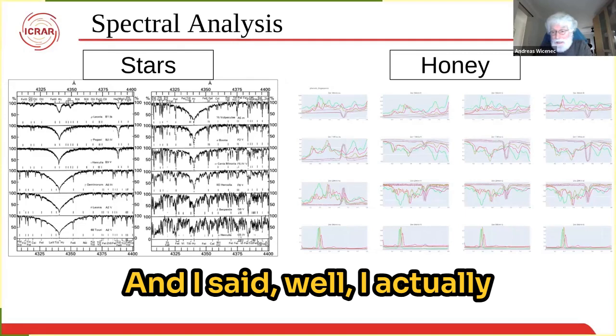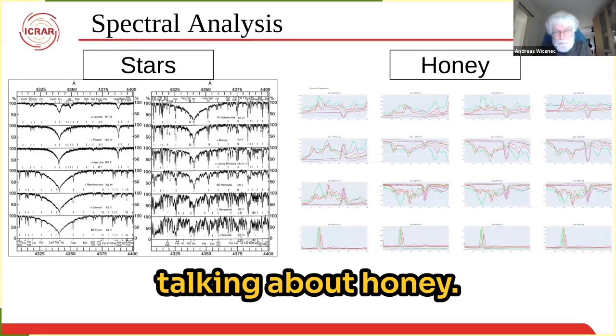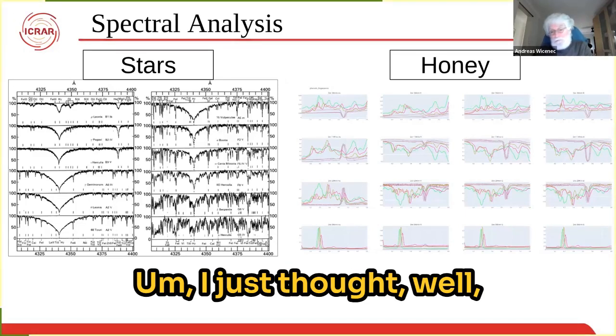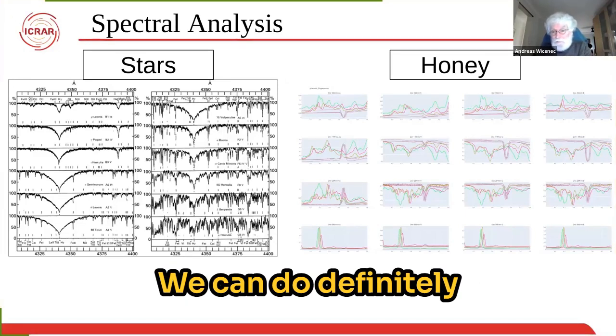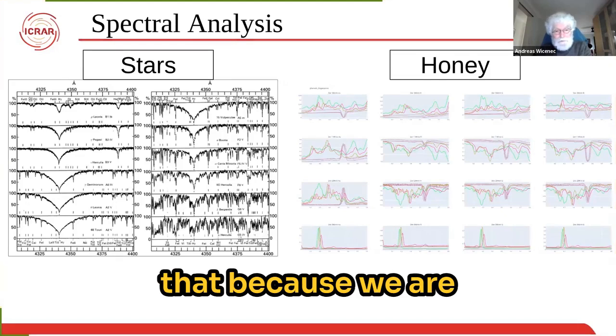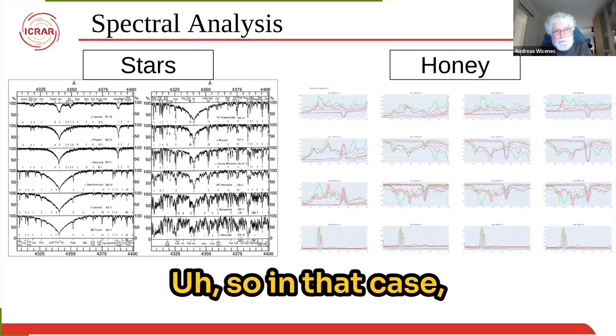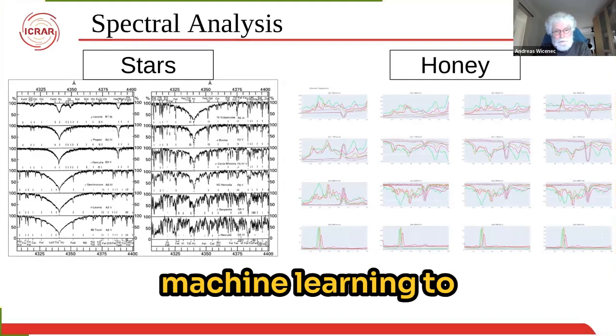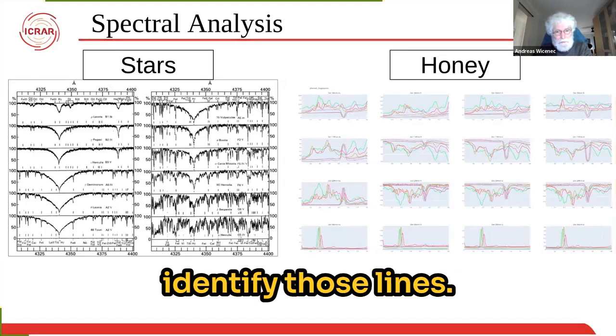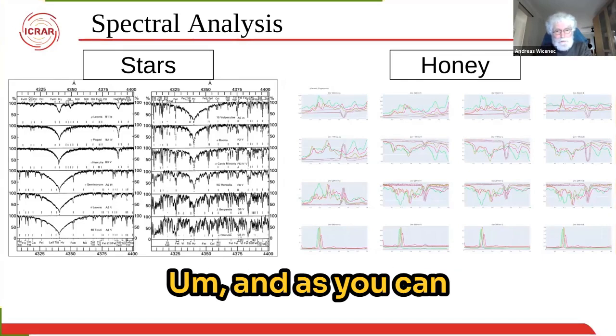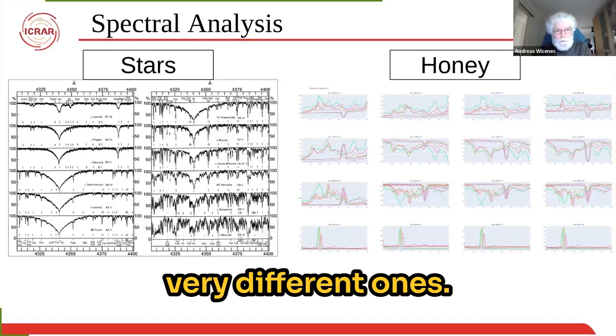And she showed us something like what's on the right there. I actually had no clue that she was talking about honey. I just thought, well, this looks very familiar. We can definitely do something about that because we are doing all the stuff that's on the left there. So in that case, we're actually using machine learning to identify those lines. And as you can see, there are many, many of those and very different ones.